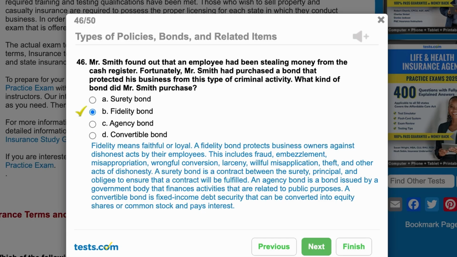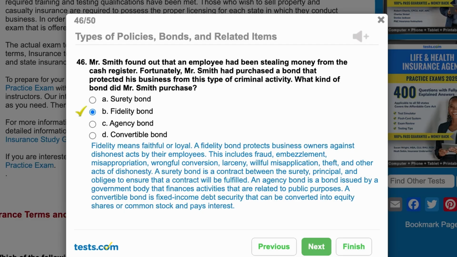Fidelity means faithful or loyal. A fidelity bond protects business owners against dishonest acts by their employees. This includes fraud, embezzlement, misappropriation, wrongful conversion, larceny, willful misapplication, theft, and other acts of dishonesty.